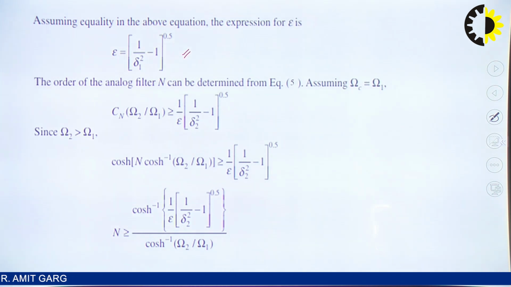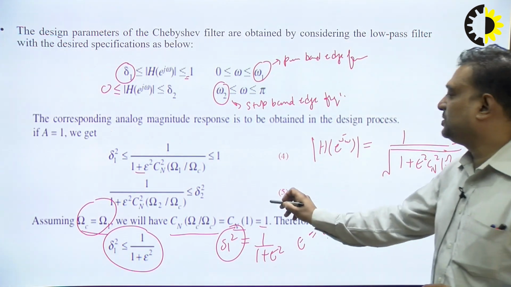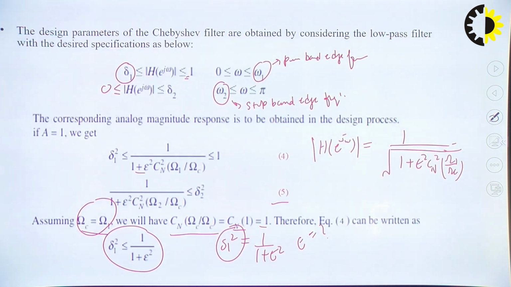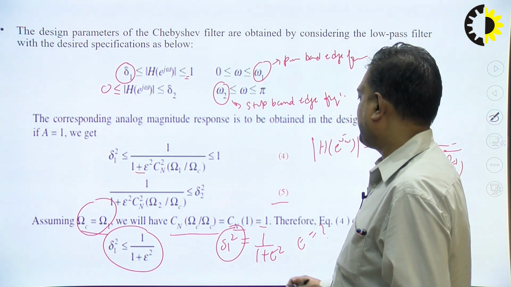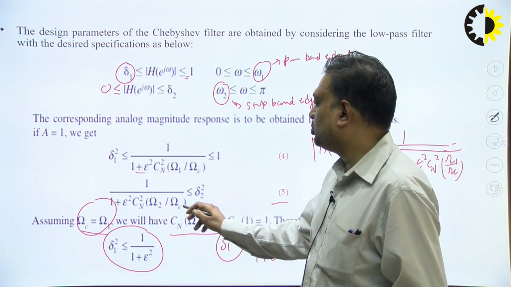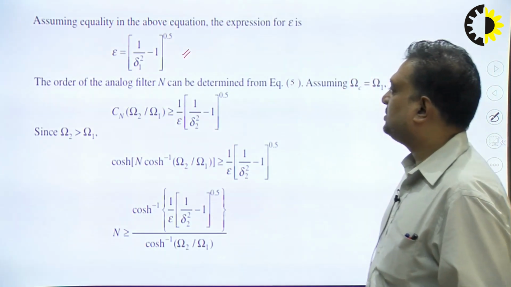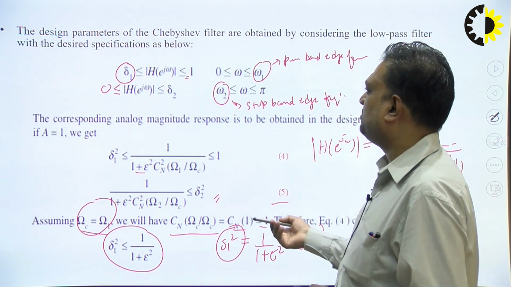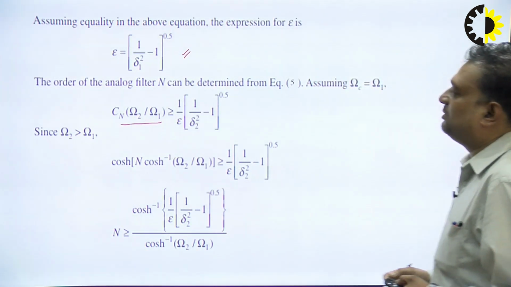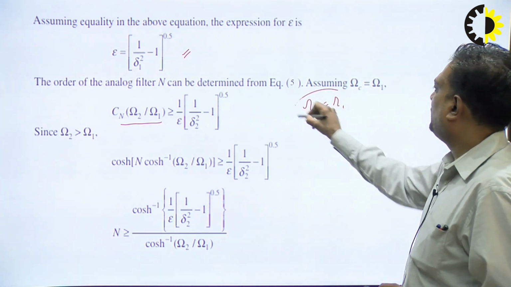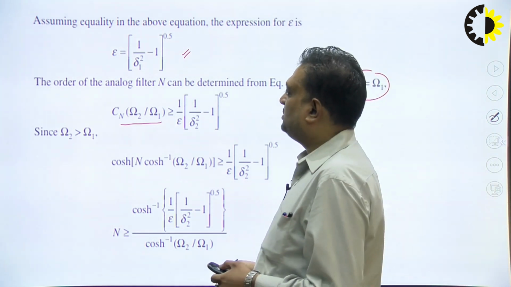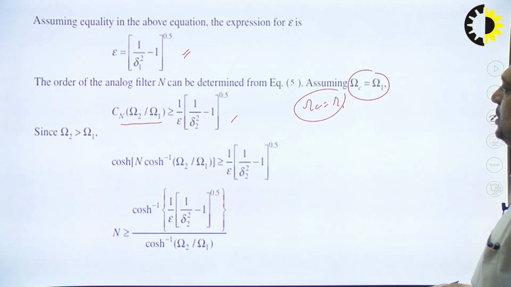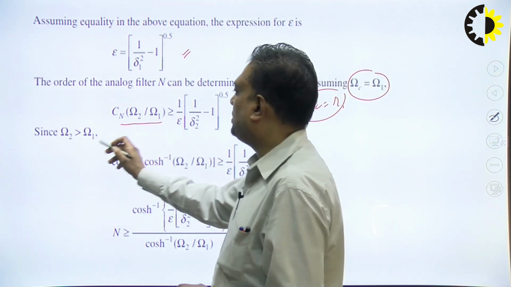The order of the filter n can be determined from equation 5. From this we can calculate the order of the filter. Assuming omega c equals omega 1, we now calculate Cn of omega 2 by omega 1. If we take the equality sign, or not, it doesn't make any difference. So Cn of omega 2 by omega 1 is greater than or equal to 1 upon epsilon, which is (1 upon delta 1 squared minus 1) to the power 0.5.